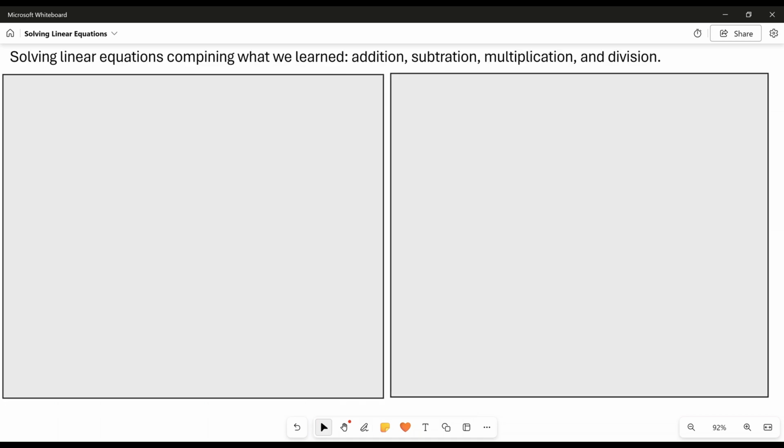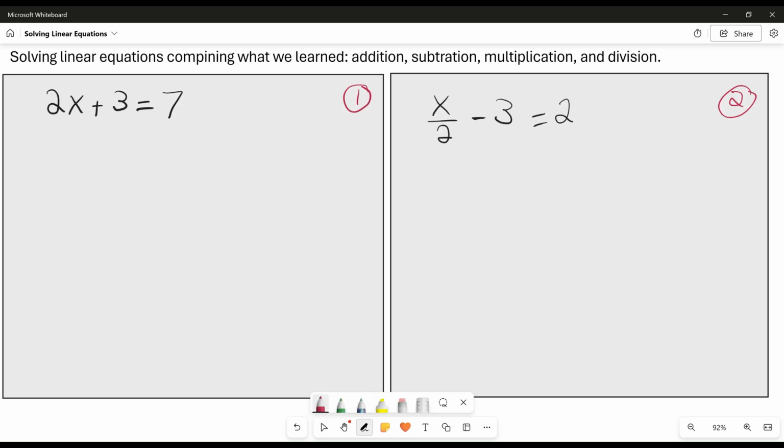Let's combine all what we learned. That means we're going to do problems that will include addition, subtraction, multiplication, and division. The first given equation has multiplication and addition. The second given equation has division and subtraction. Let's try to solve the first equation.